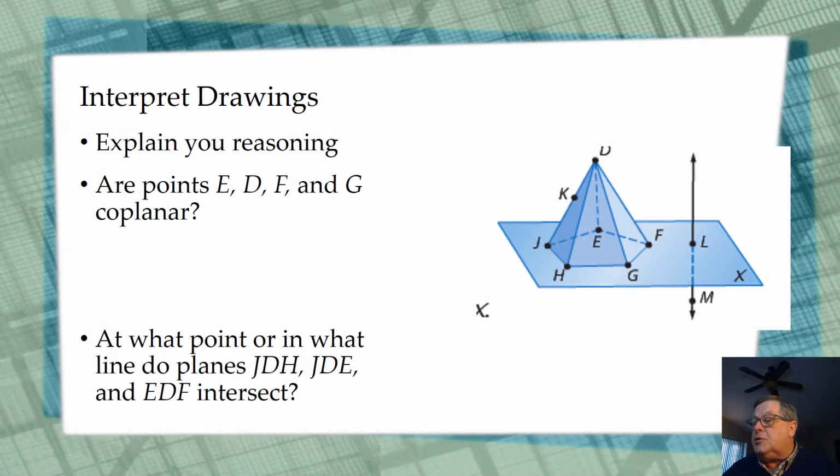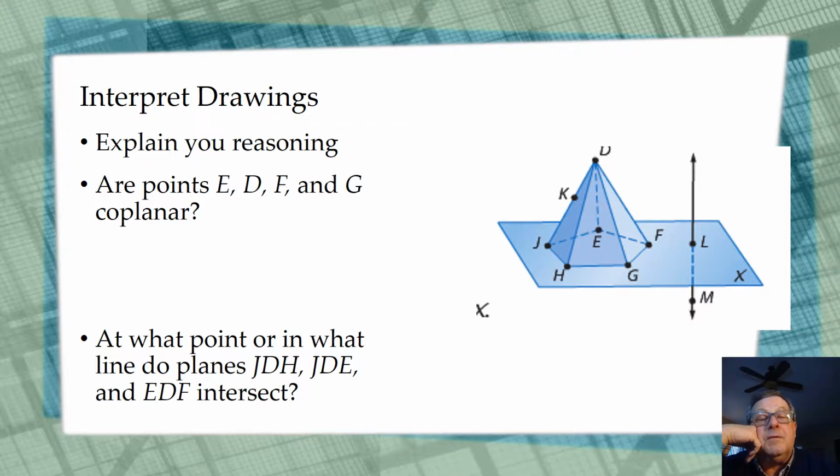Well, before we move on to looking at some measurements, we're going to interpret some drawings. And we're looking at lines, points, and planes. We're supposed to explain our reasoning to the two questions that we have here. Are points E, D, F, and G coplanar? In other words, are they on the same plane?